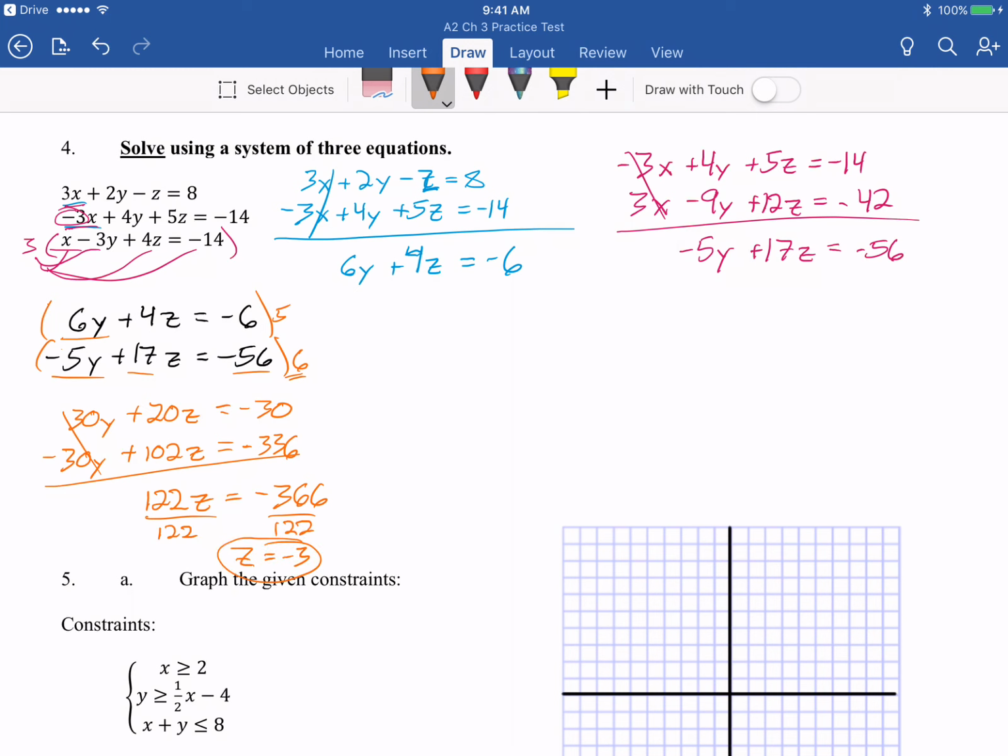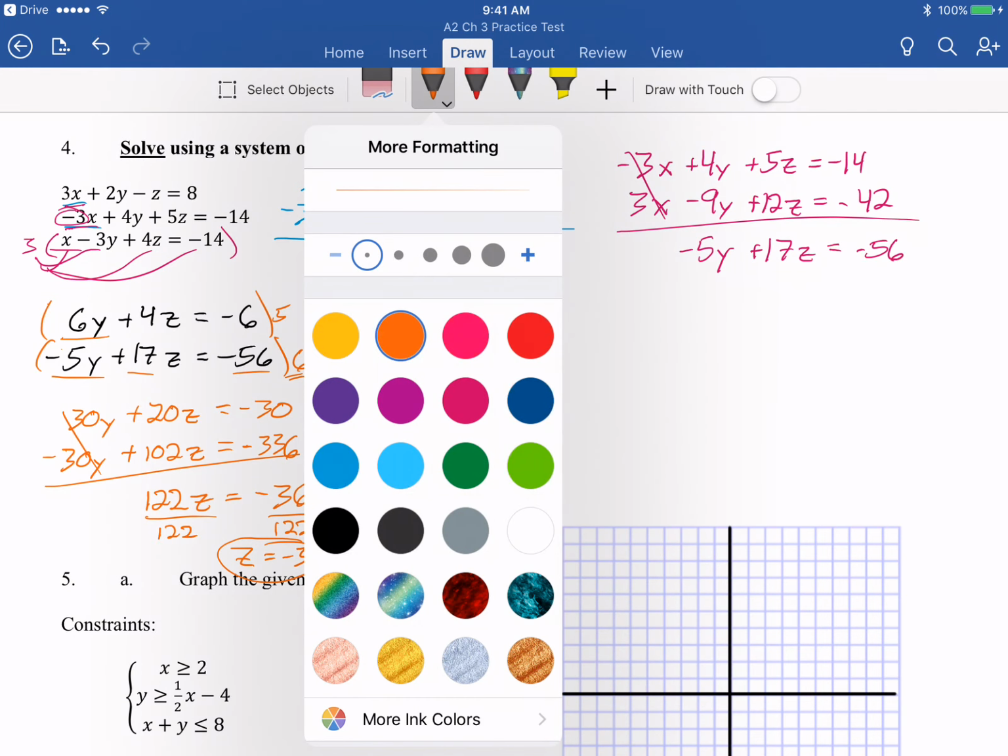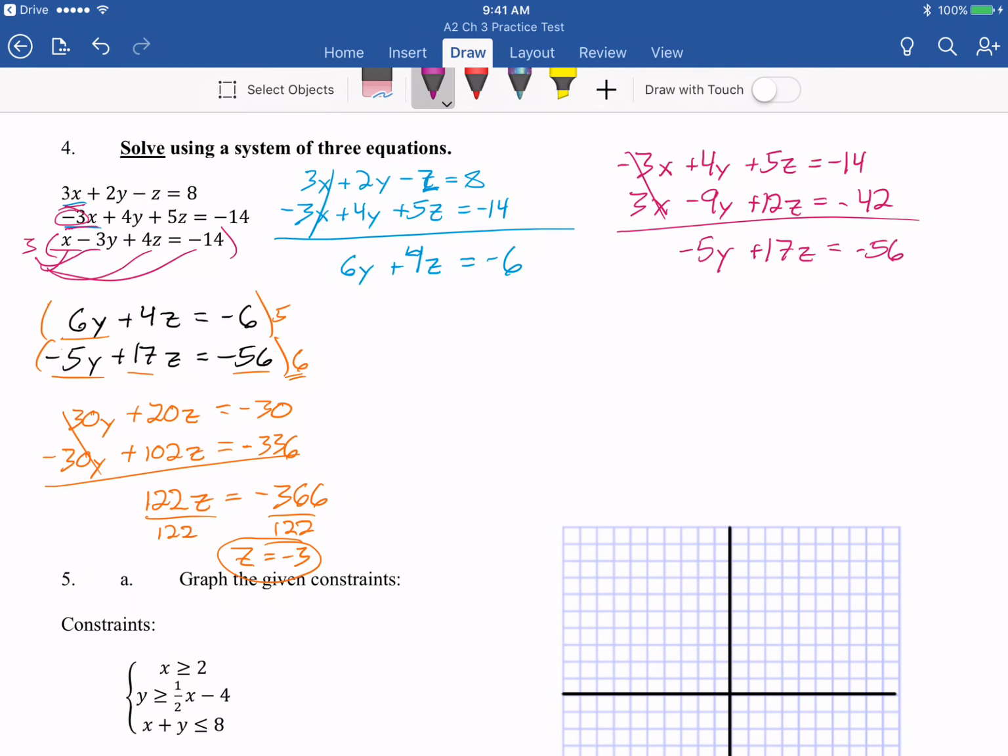All right, so now what we have to do, and I'll make this a really colorful picture with all my colors here. I have negative 3 in for my z. I can plug it into either this equation or this. I'm going to plug into this one because it just looks smaller, it looks nicer. So I get 6y plus 4 times negative 3 is equal to negative 6. So now I get 6y, and I'm going to add 12 over in this step. Is equal to 6y equals 1. All right, good.